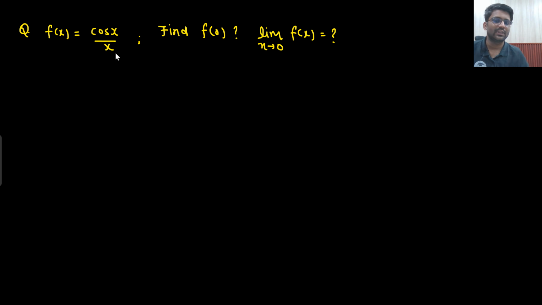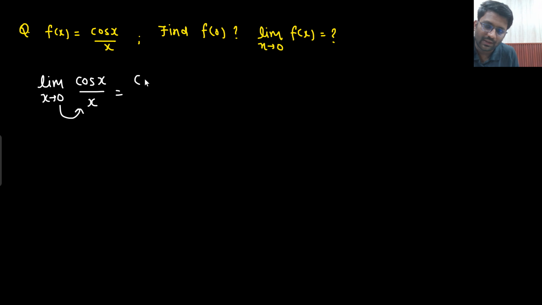Let's solve another question. Cos x by x. Okay. So let's find out this value first. Limit x tending to 0 cos x by x. What did I say? Directly put this value of limit here. What answer are you getting? Cos 0 divided by 0. What is cos 0? Cos 0 is 1. What are you getting? 1 by 0.